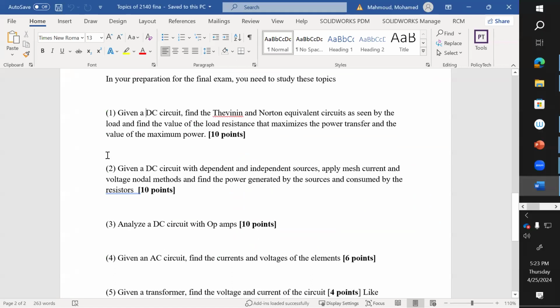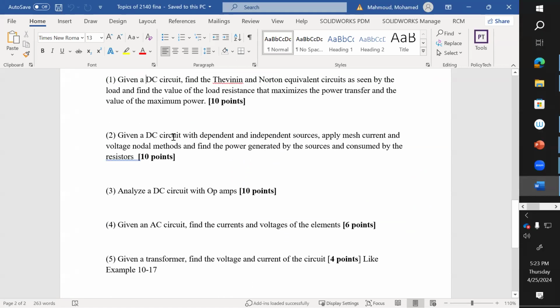The second one, I'm going to give you a DC circuit with dependent and independent sources, and then I will ask you to apply mesh current or nodal voltage. I think that's very easy. We did it at the very beginning of this course. You need to know how to apply mesh current and nodal voltage, and the circuit can have dependent or independent sources. Also, you need to find the power generated by sources and consumed by resistances. What I mean here, what I mean.